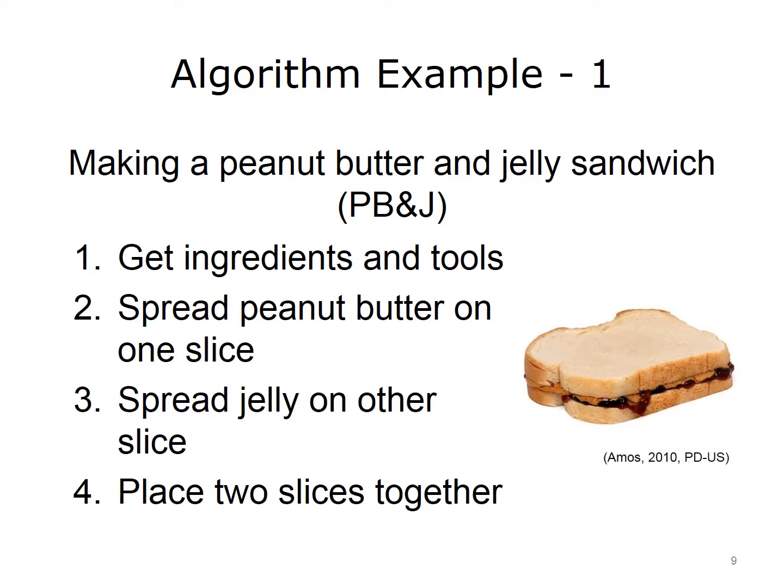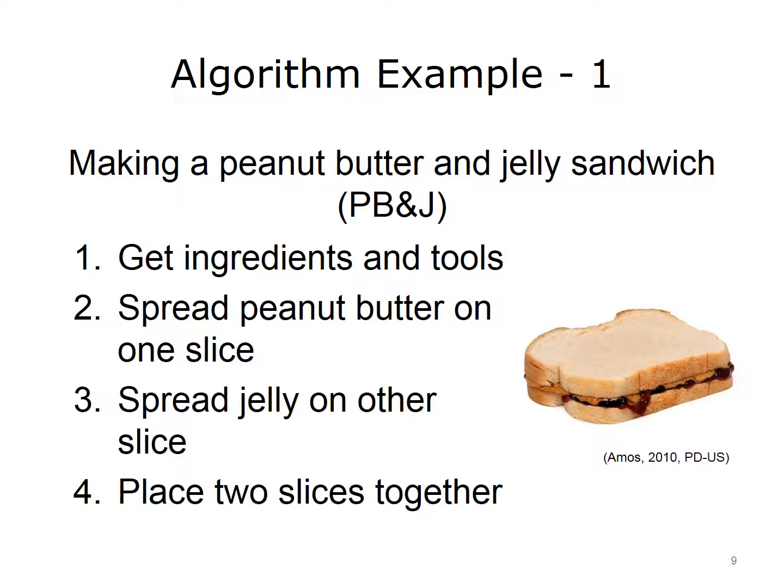Here is an example of an algorithm for making a peanut butter and jelly sandwich. There are just 4 steps to this algorithm: gathering ingredients and tools, spreading peanut butter on one slice of bread, spreading jelly on the other slice, and then putting the 2 slices together.